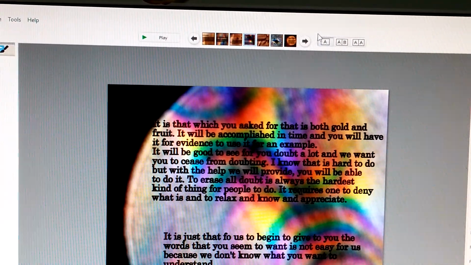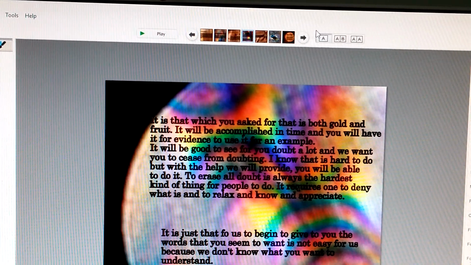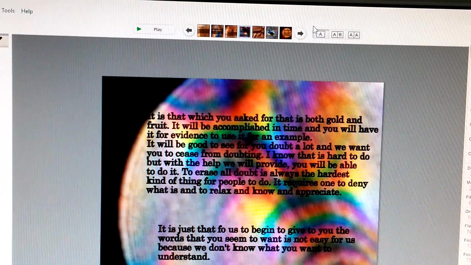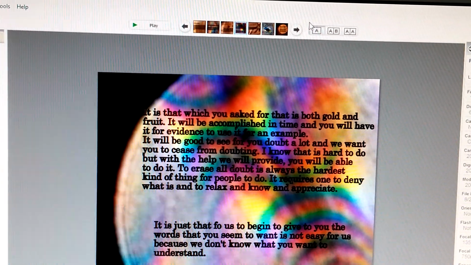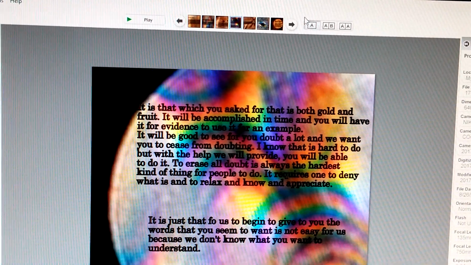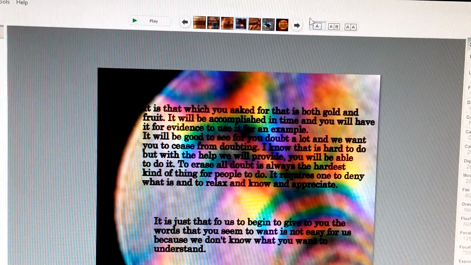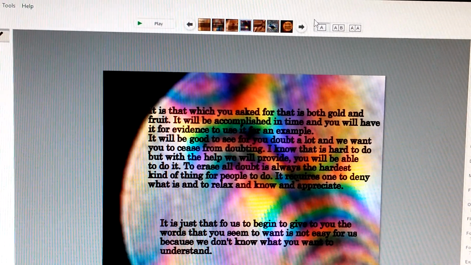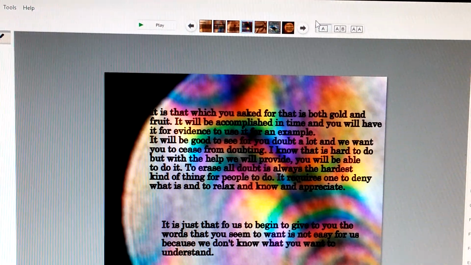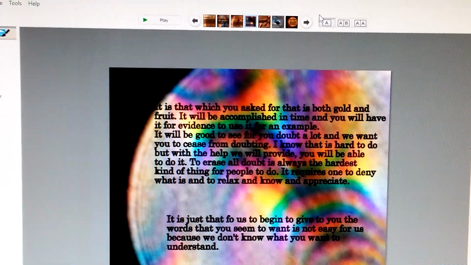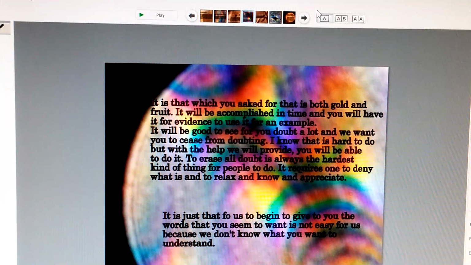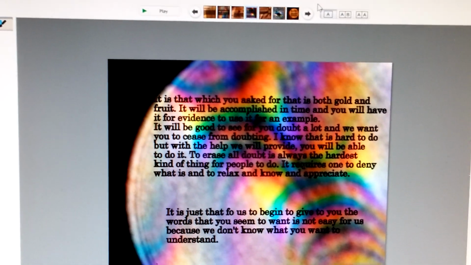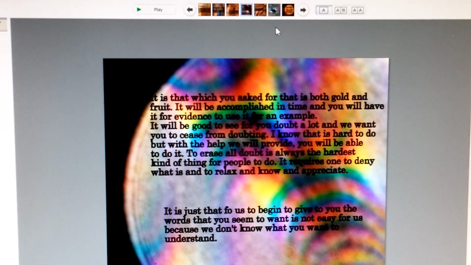It will be good to see, for you doubt a lot, and we want you to cease from doubting. I know that it is hard to do, but with the help we will provide, you will be able to do it. To erase all doubt is always the hardest kind of thing for people to do. It requires one to deny what is, and to relax and to know and appreciate. It is just that for us to begin to give you the words that you seem to want is not easy for us because we don't know what you want to understand.